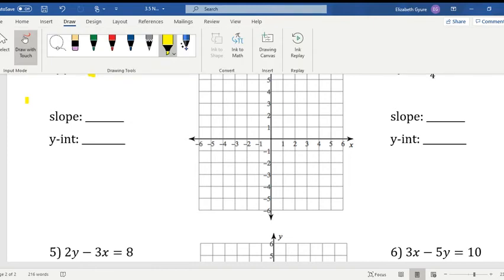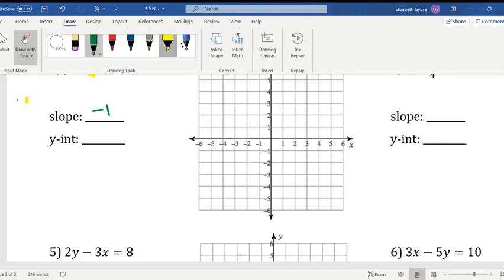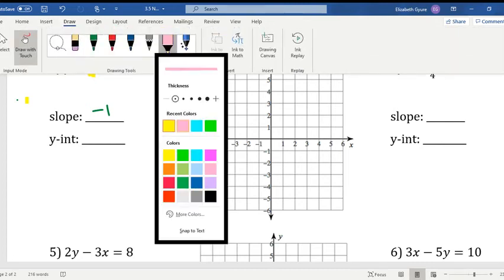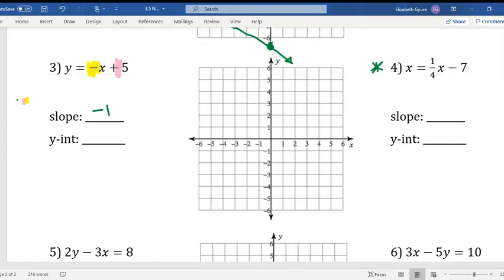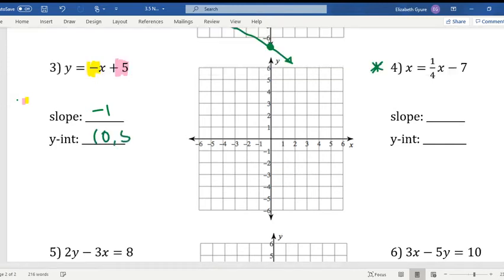Very good. If there was no negative sign, it would just be a +1, okay? So my slope is -1. What's my y-intercept? Very good, 0, 5. I love that we're saying it as a coordinate point. I have trained you well. So 0, 5. So put a dot at 0, 5. And then we have a slope of -1.